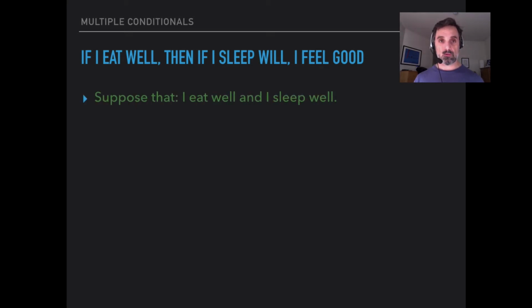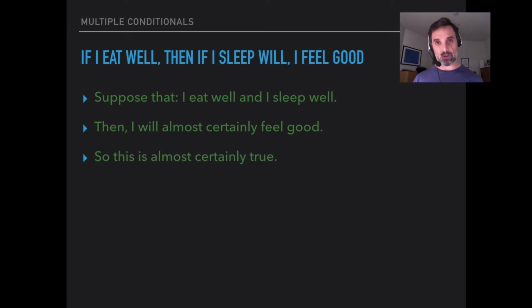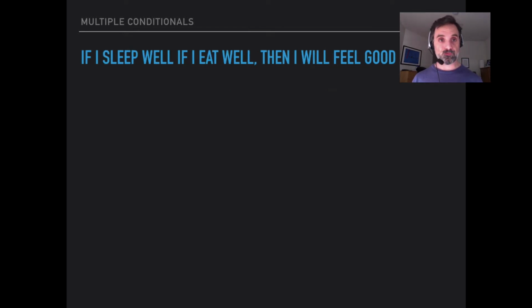Well, this is true. Let's suppose the antecedents are true. So we'll suppose that I eat well and also that I sleep well. Well, then I will almost certainly feel good. Unless something quite bad happens, eating well and sleeping well is enough for me to feel good. And so this sentence is almost certainly true. On the rare chance that something else happens to interfere with the good effects of my eating well and sleeping well, I won't feel good. But that's almost certainly not going to happen, and so this sentence is almost certainly true.